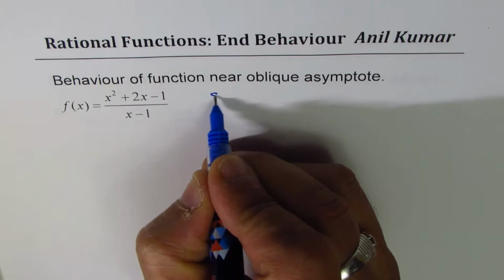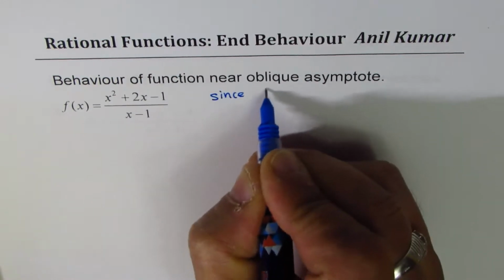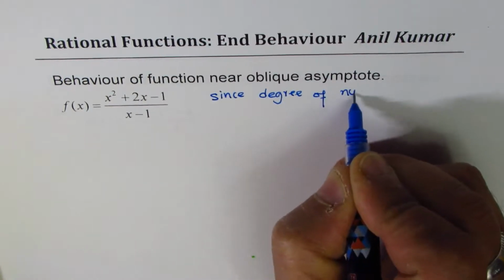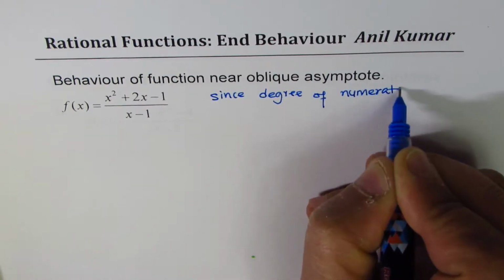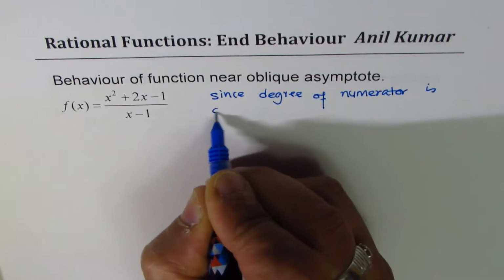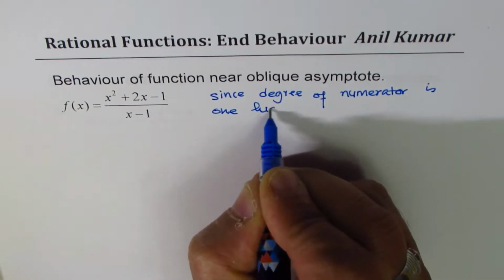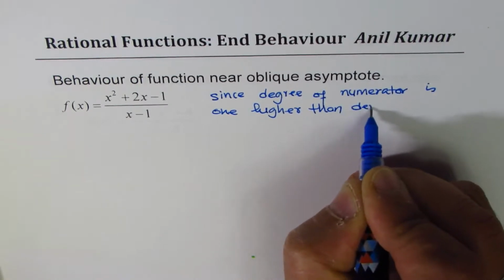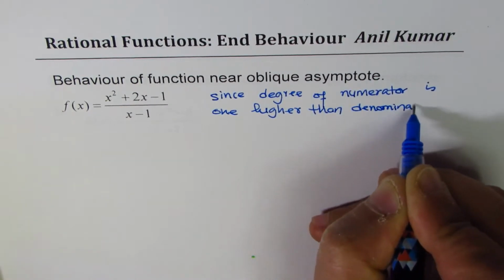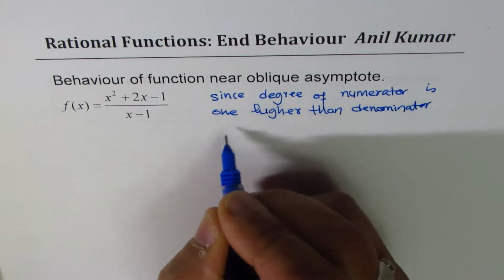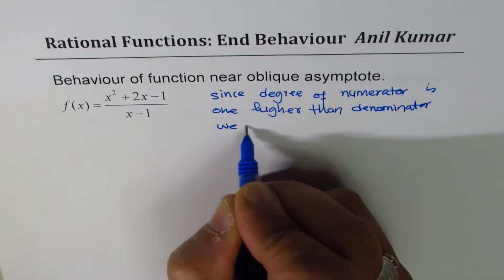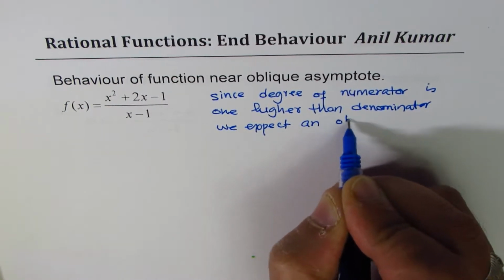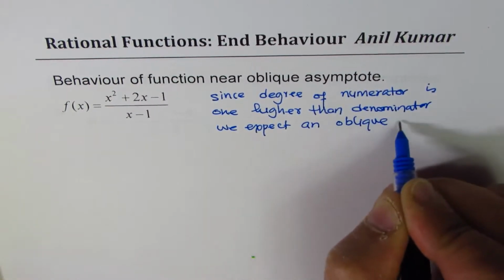So we can write: since the degree of the numerator is 1 higher than the denominator, we expect an oblique asymptote.